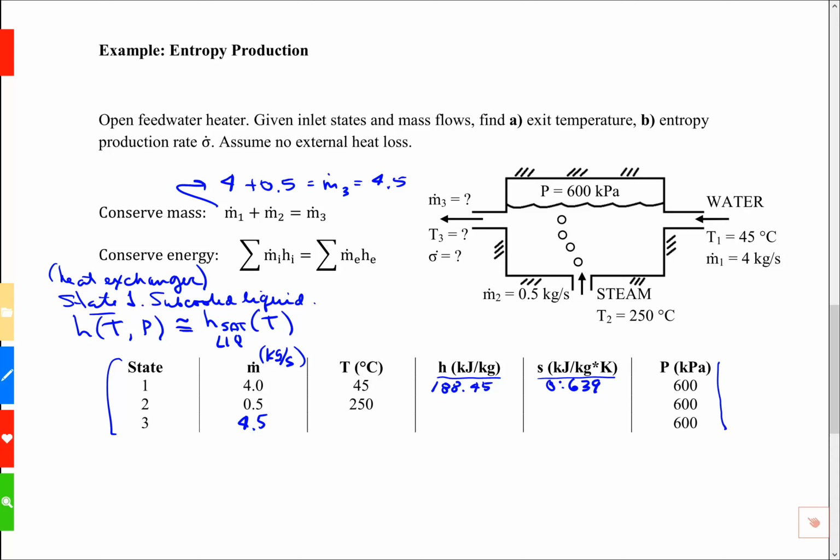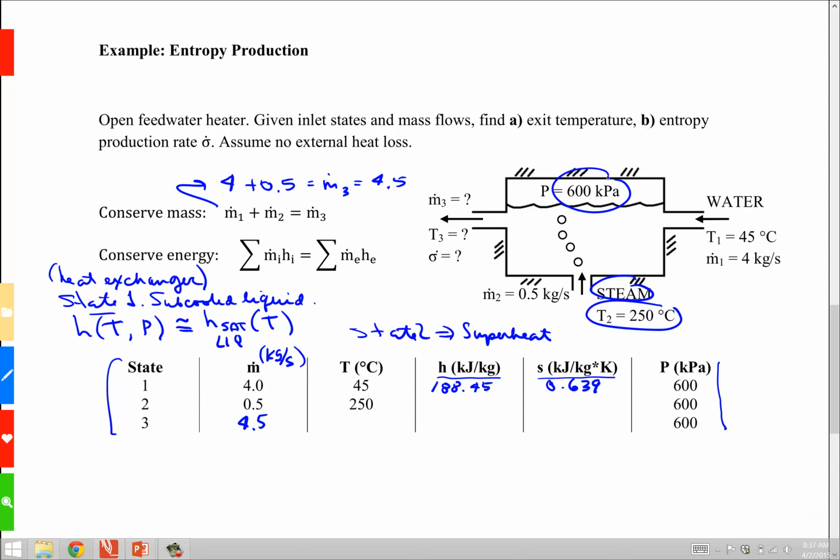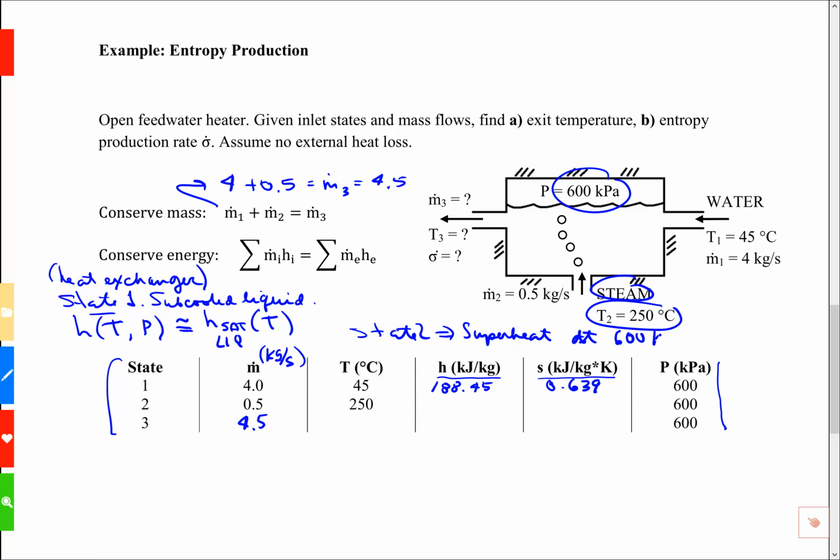All right, state 2, I'll jot it down up here. State 2 is superheat. We're told that it's steam. It's 250 C and 600 kPa, so it's a superheat table. Let's go find a superheat table and find those values that we need. We're going to need a superheat table at 600 kPa. Let's go find that.